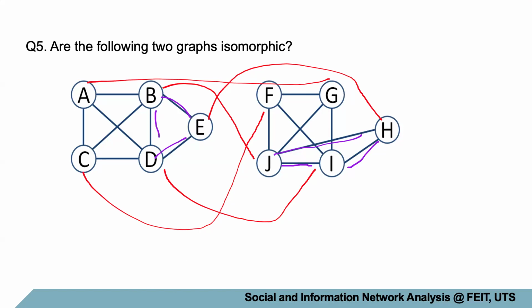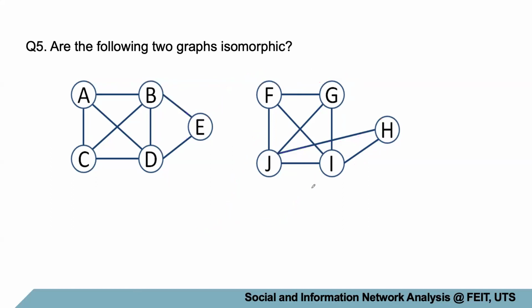From the layout of the graph, actually, it's also easy to see. If you turn this graph anti-clockwise, and then H stays here, they will be the same. So the answer is yes, those two graphs are isomorphic.